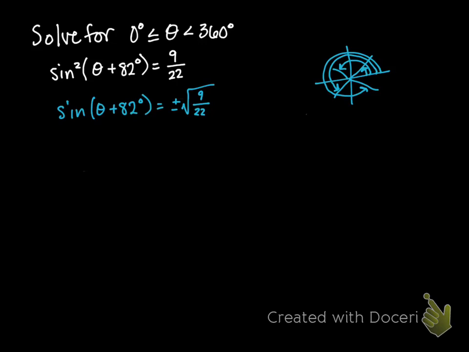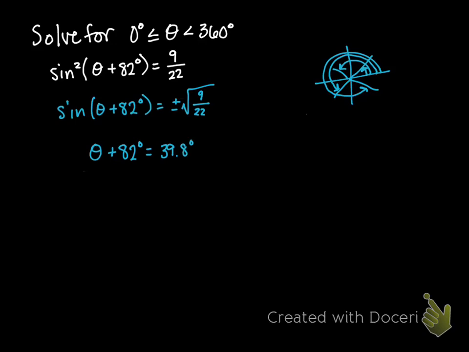So, next thing, inverse sine of the square root. Remember, don't put that negative in your calculator. We just want the square root of 9 over 22. And we're going to round. So when we do that, we'll end up with this: theta plus 82 degrees equals 39.8 degrees is what you should get right there.